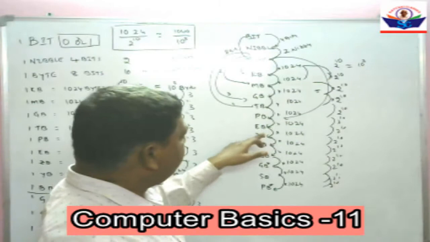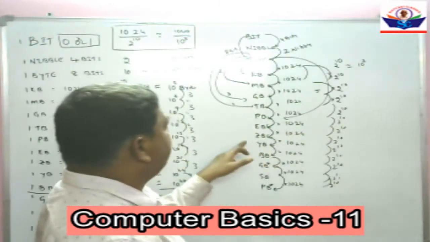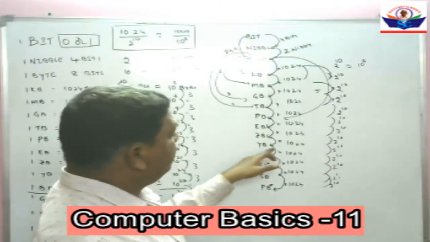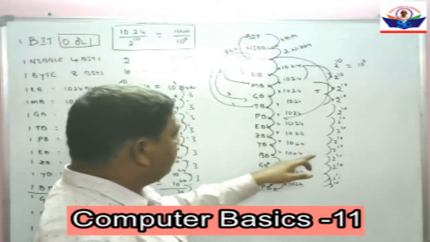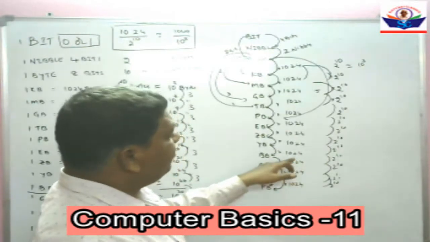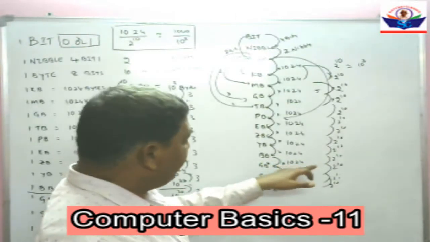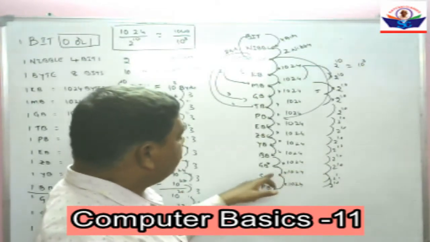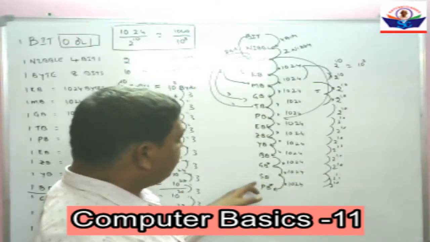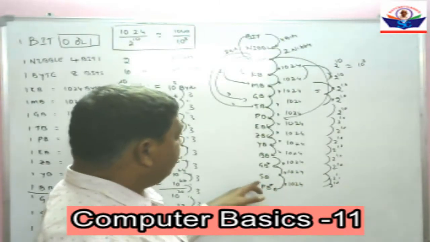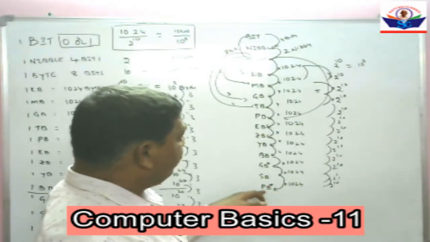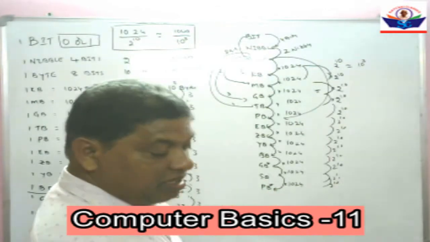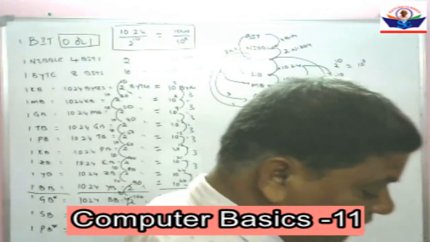If you multiply exabyte with 2 to the power of 10, it gives zettabyte. Zettabyte gives yottabyte. Yottabyte gives brontobyte. Brontobyte gives GB star, geobyte. GB star gives saganbyte. Saganbyte SB with 2 to the power of 10 gives PB star. Like this, we can remember all these things.